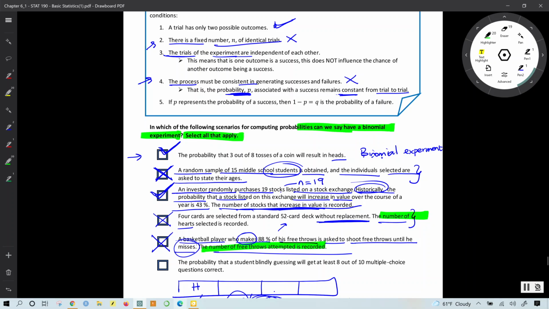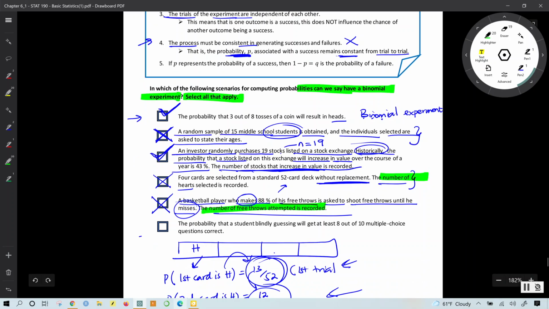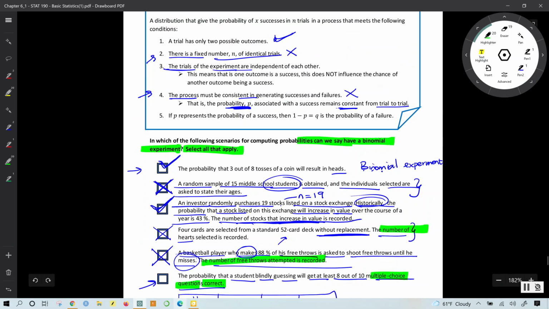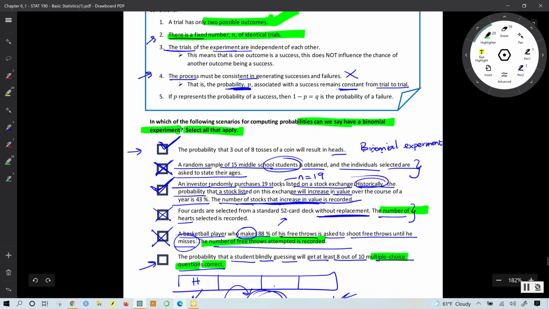Then the last question asks for the probability that a student blindly guessing will get at least 8 out of 10 multiple choice questions. If we're interested in the number of multiple choice questions that are answered correctly, for the first condition, yes, he's either going to get it correct or wrong. Two possible outcomes. Are there a fixed number of trials? Yes, he has 10 multiple choice questions, so our n in this case is 10.